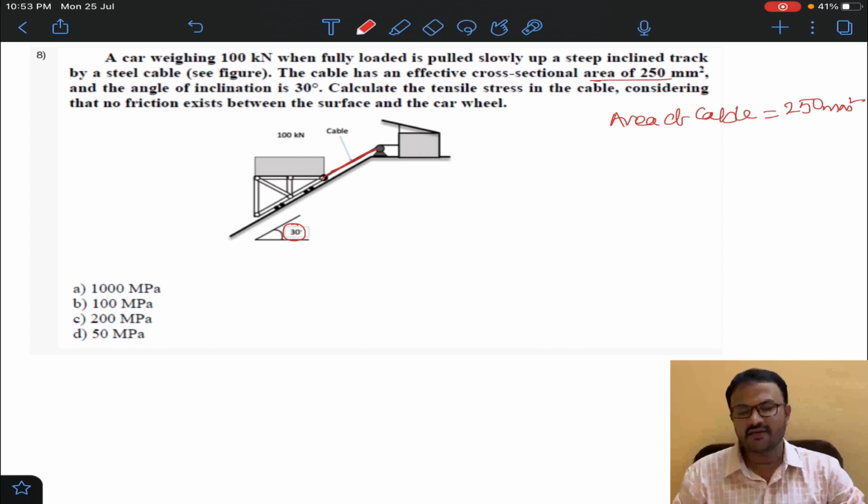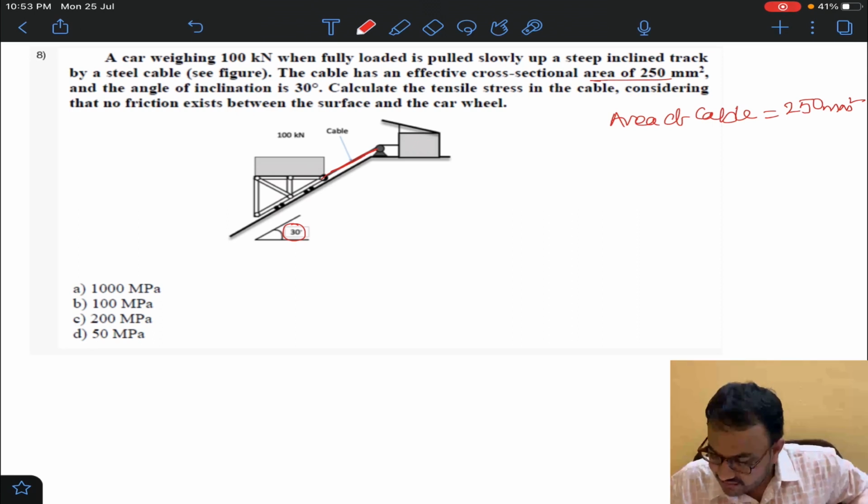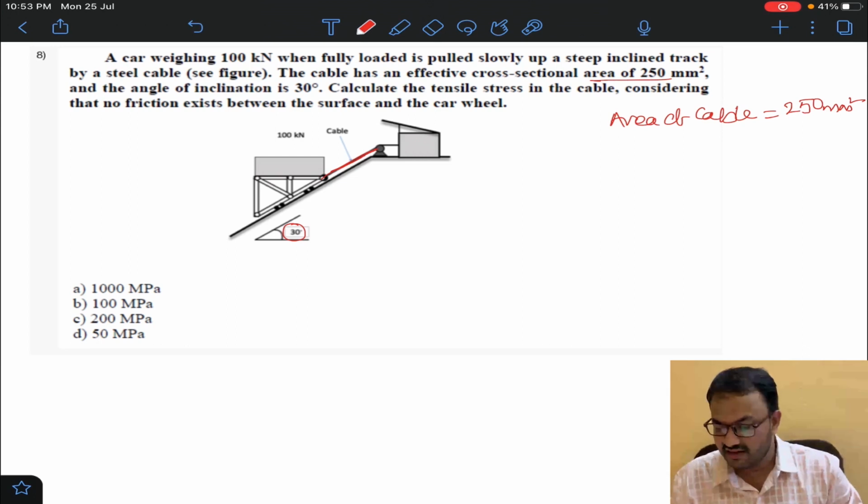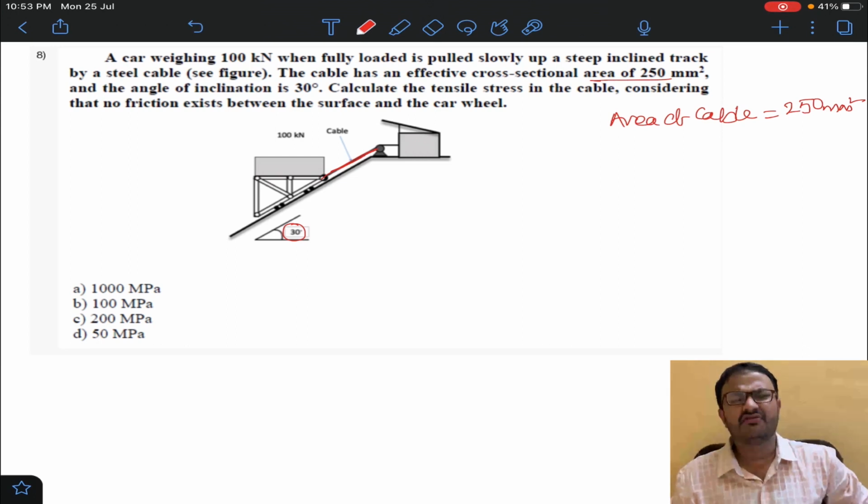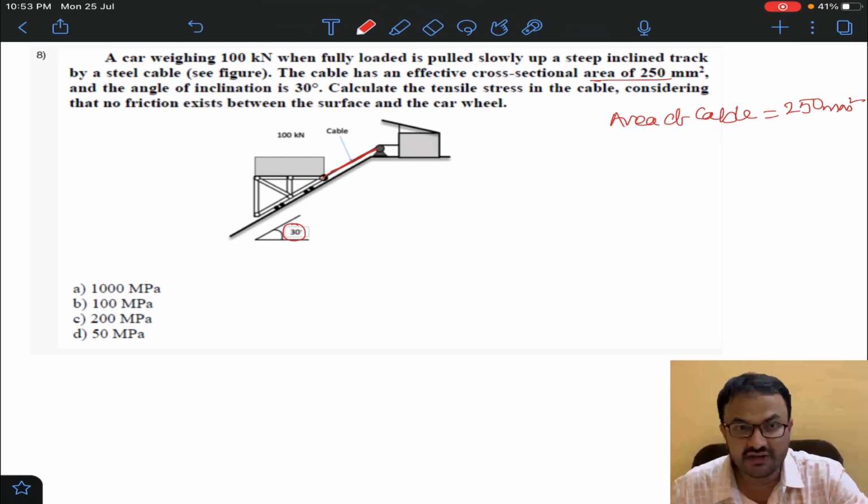Calculate the tensile stress in the cable. Obviously, he asked us to calculate tensile stress. Tensile stress is equal to tension in the cable divided by area. The area of the cable he has given directly. He has not given any diameter of the cable to calculate the area from. We need to find out only the tension in the cable. He has also given some extra information, considering that no friction exists between the surface and the car wheel. So there are no frictional forces developed.